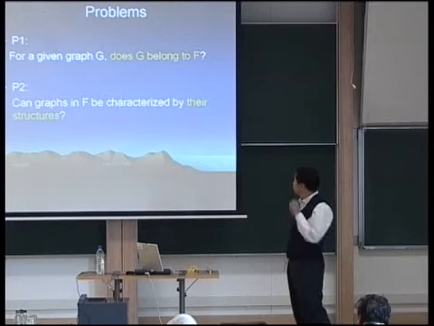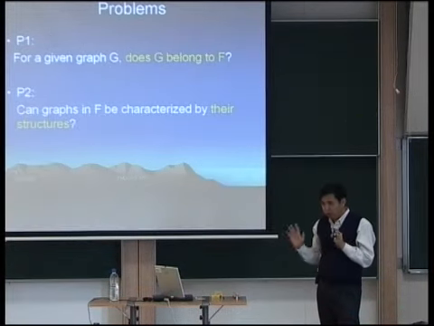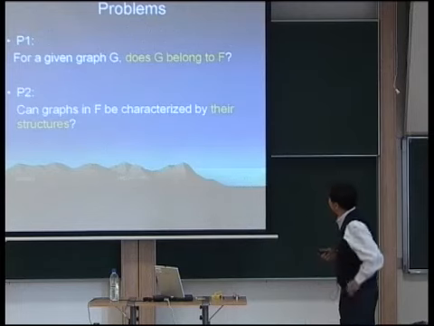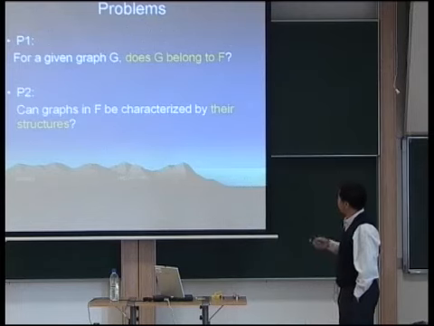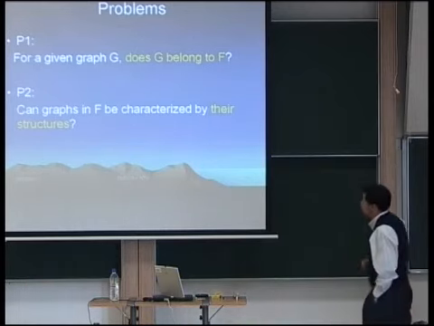And the second problem here: can graphs in F be categorized by their structures? It means if you tell me a graph, I am able to tell you just from the structure, without doing anything about the chromatic polynomial. See whether we can find a structural property to decide whether the graph is in F or not in F.